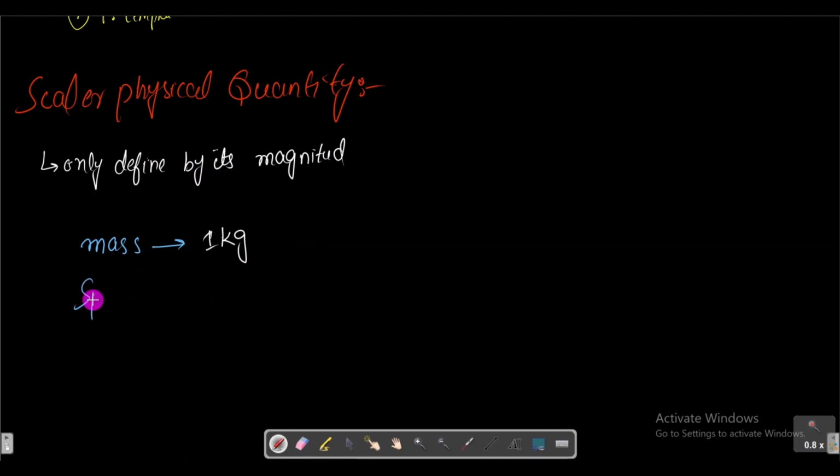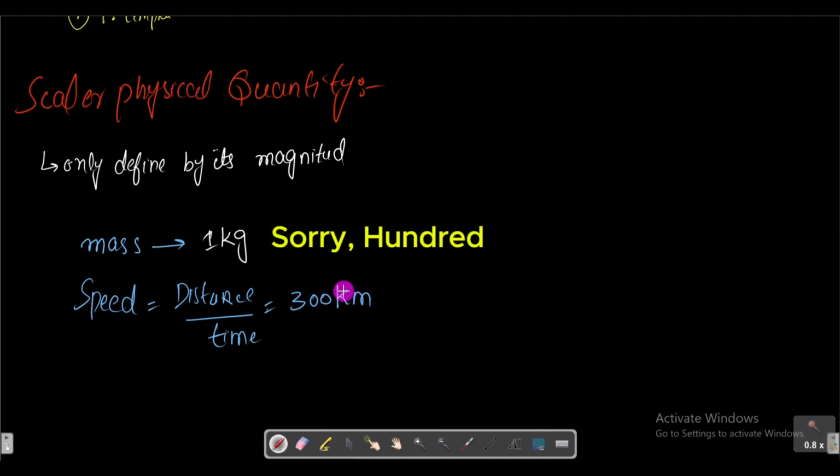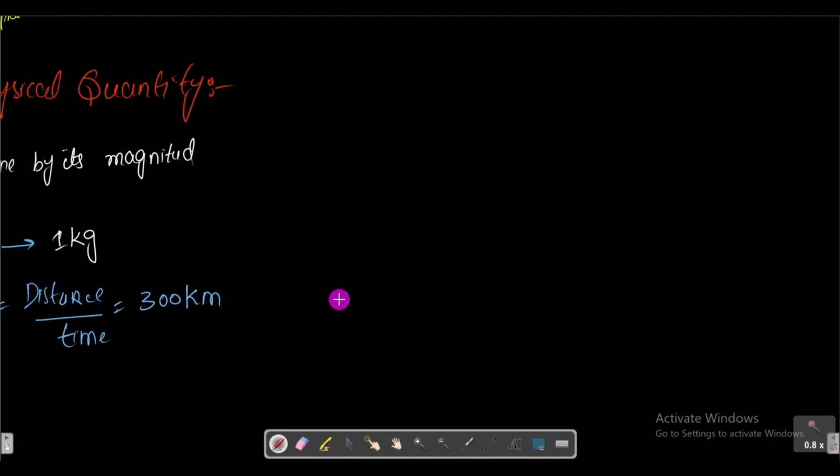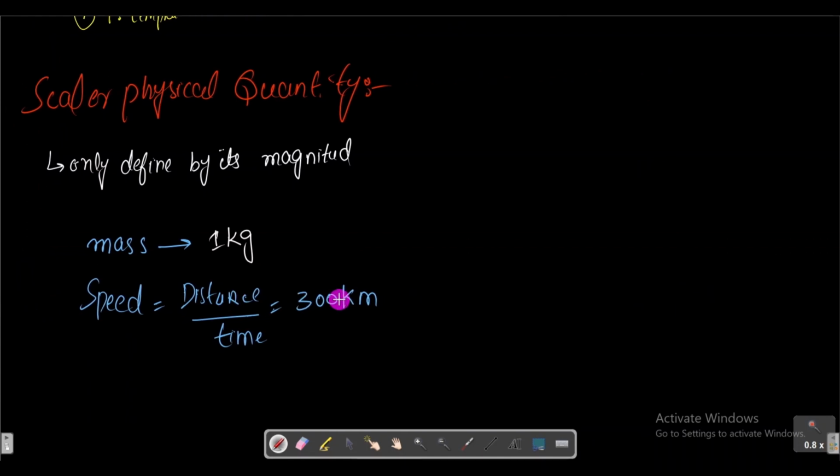Similarly, speed is equal to distance per time. If someone says that I covered 3,000 kilometers, it makes sense for us, because there is only the magnitude and no mention of the direction. And now, what is the vector?